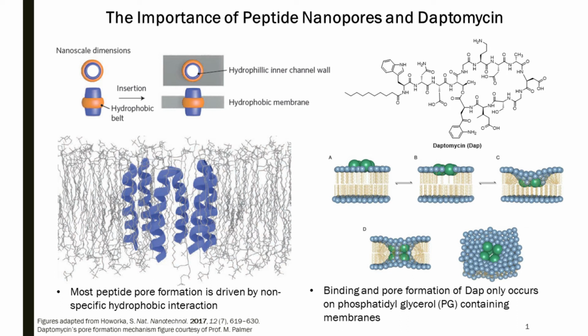Nanopores are hollow nanoscale barrels that traverse a biological or synthetic membrane, which allow for free or selective diffusion of various solutes. Applications of nanopores include chemical and biosensing, as well as targeted drug delivery. Peptide nanopores are extremely interesting due to their small size, fast binding kinetics, and ease of synthesis.